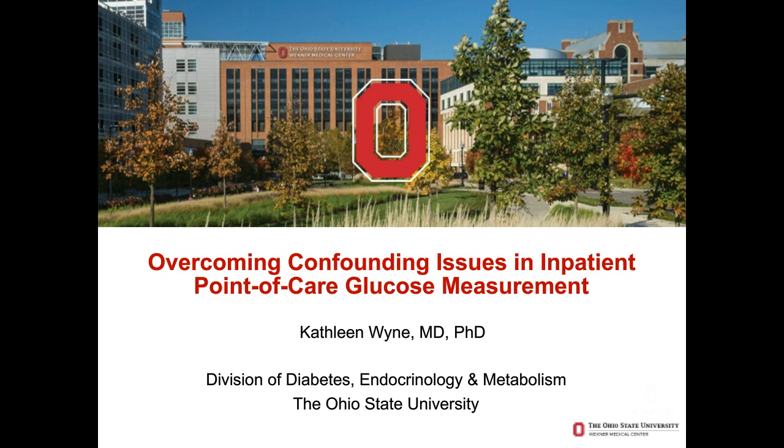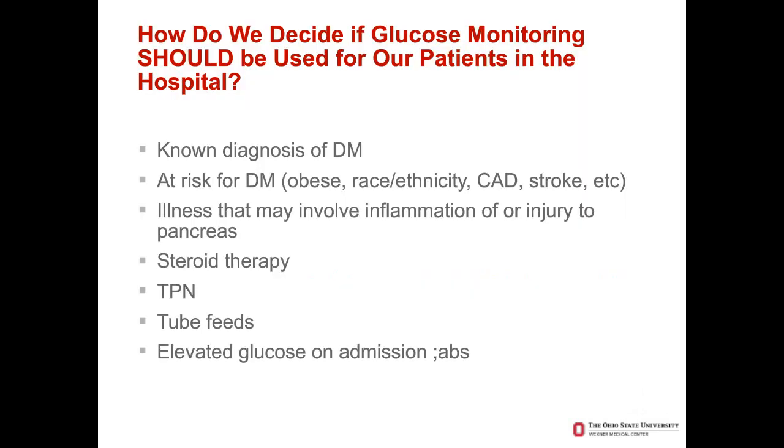First, I'd like to raise the question of how do we decide if glucose monitoring should be used for our patients in the hospital? We know that only about 33% of people admitted to the hospital have diabetes, and certainly those people should have glucose monitoring ordered. But the other two-thirds of the people are often hyperglycemic or at risk for hyperglycemia, so we need to think about which categories need glucose monitoring ordered. For example, people at risk for diabetes, this could be based on obesity, race, ethnicity, known coronary artery disease, history of stroke, or admitted with a stroke, etc.